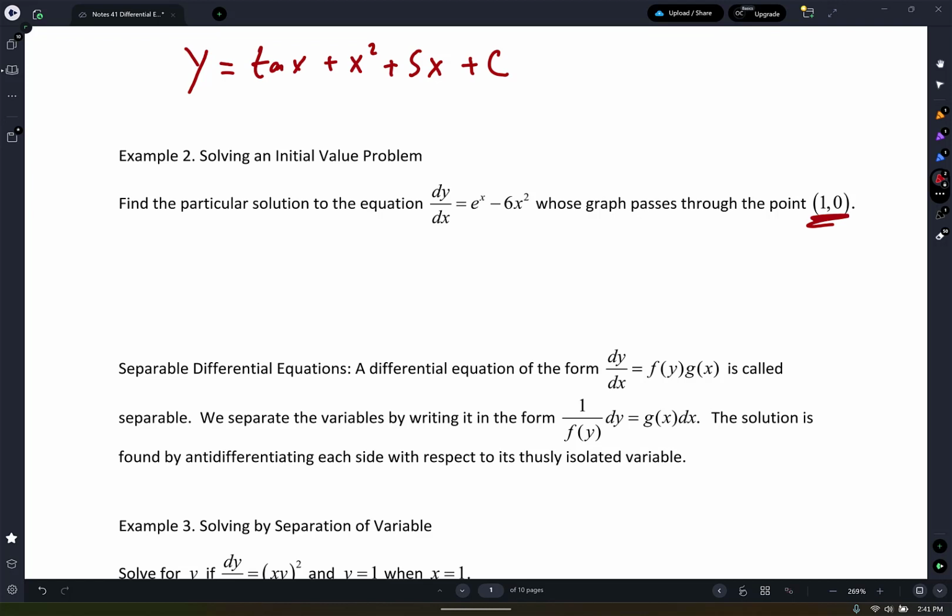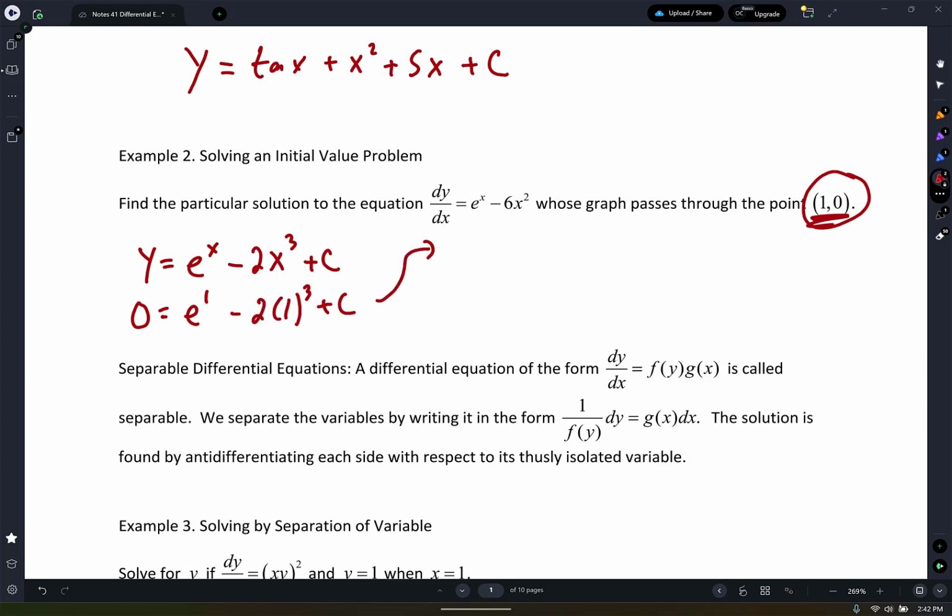So here we go. I'm going to write y equals, and I do the antiderivative of e to the x, which is e to the x. And then minus the antiderivative of 6x squared, which is 2x cubed, right? If you take the derivative of that, that's 6x squared. And then I put plus c. Now I use that coordinate. You see that (1, 0)? I use that coordinate to find the c. So I put the 0 for the y and the 1 for the x. So e to the 1 minus 2 times 1 to the third plus c. And let's see what we get.